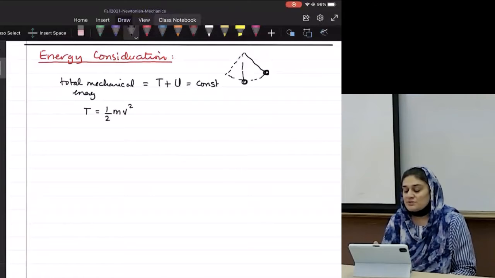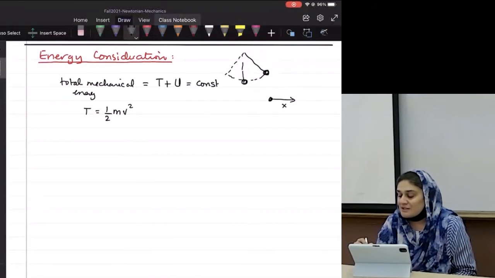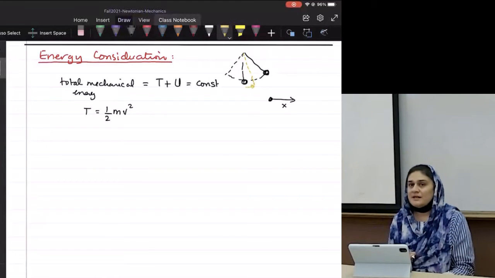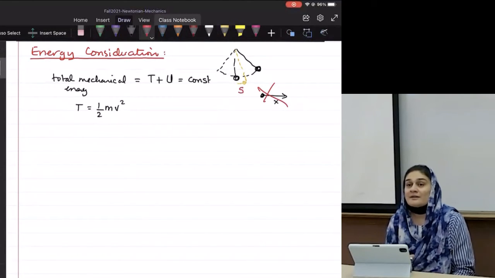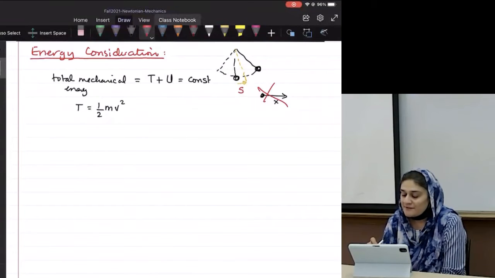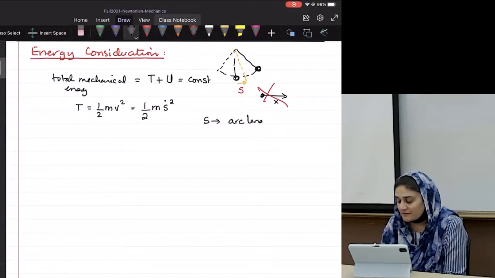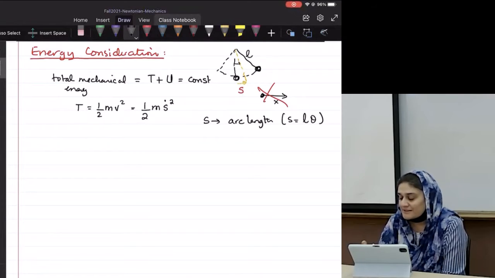In general, we have been using v as motion along the x-axis. But this motion is not along the x-axis. This motion is along an arc. You see that? Instead of writing x, I am going to write s for my arc length. As this pendulum swings, it makes an arc. So instead of writing 1/2 mv squared, I'm going to rewrite this as 1/2 m s dot squared, where s is arc length, given by L theta. L is the length of my string, and theta is the angle that this moves.